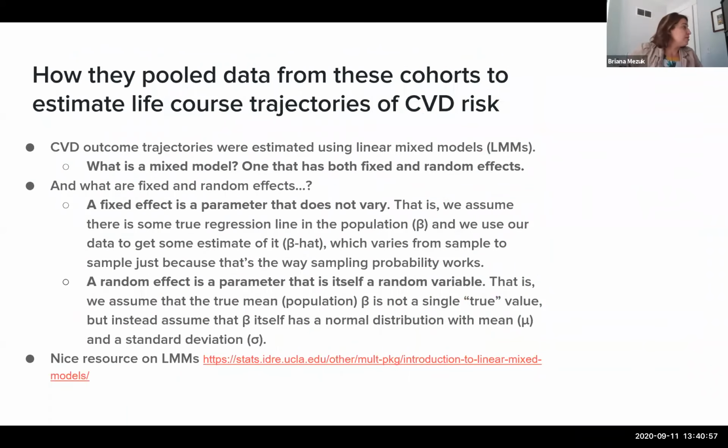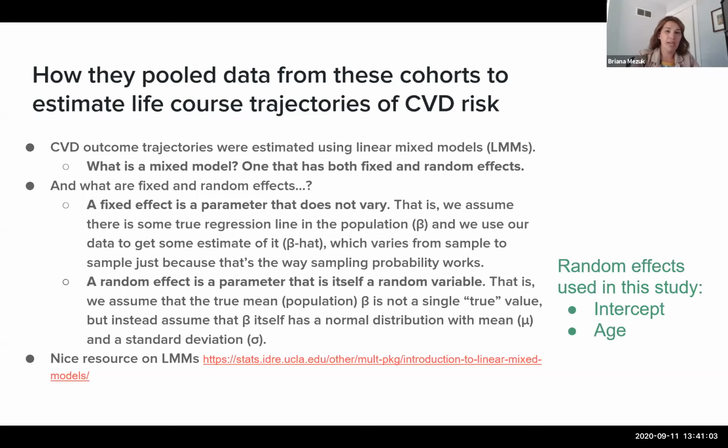Okay. So let me tell you a little bit about how, and again, I'm not going to go into the weeds right now, how they pooled the data from these cohorts to estimate their trajectories. They used what's called a linear mixed model. A mixed model, for those of you who are not as familiar with this, is simply one that has both a fixed and a random effect. And I love it when people just move on from there. I'm always like, what is a fixed effect? What is a random effect?